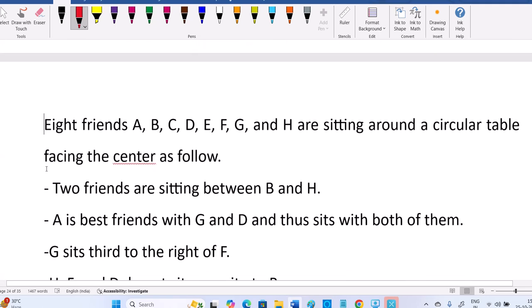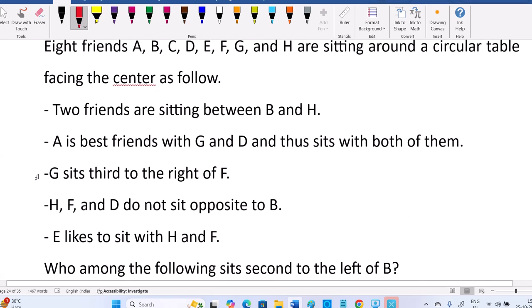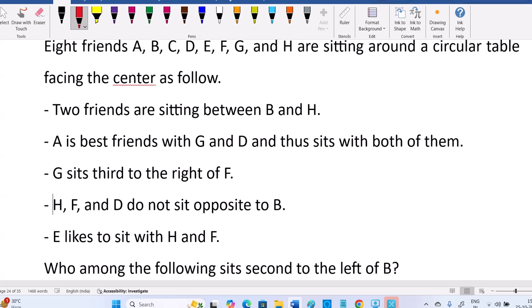Now, seating arrangements. Reasoning started, your work starts, more from your end. Try this. And here, as per the question, two friends are sitting between B and H, fine. But is it clockwise or anti-clockwise? Not given. Two people between B and H, okay. This side or that side, that's a problem.